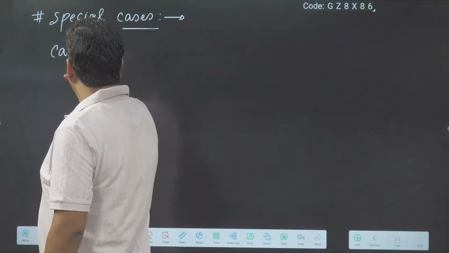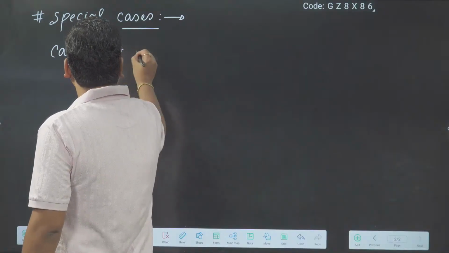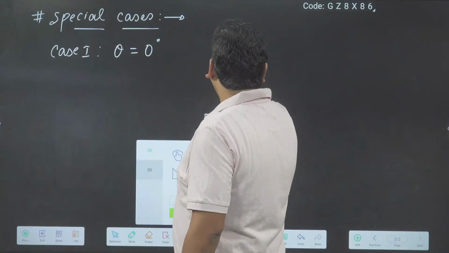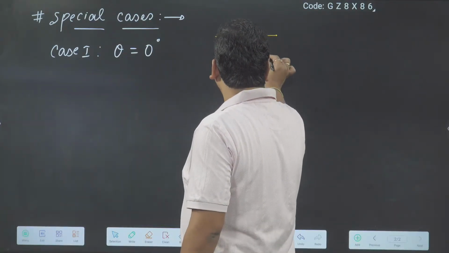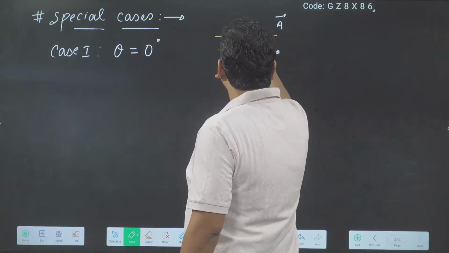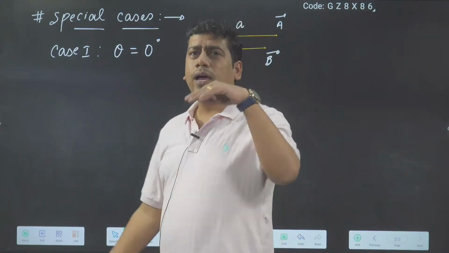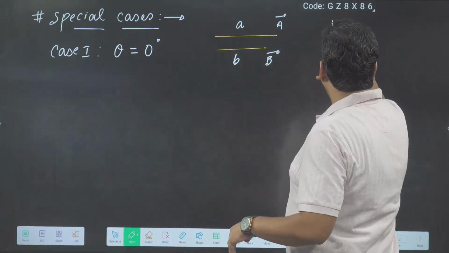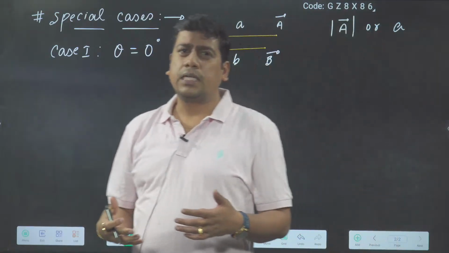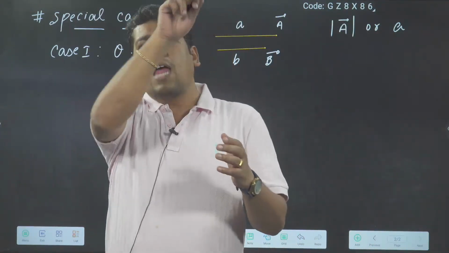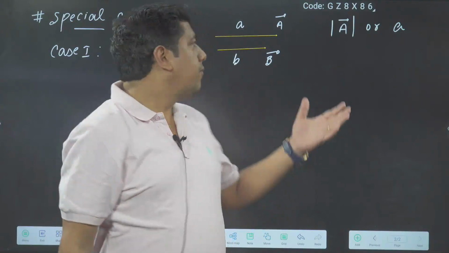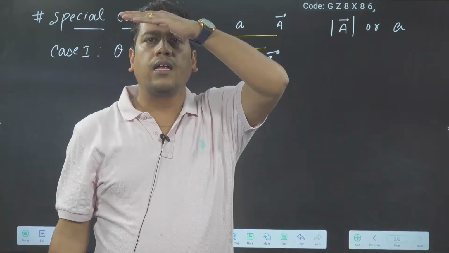First case, theta equal to 0 degree. It means what? It means A vector and B vector which we are supposed to add. The magnitudes are a and b. Either you can write the magnitude as mod of A vector, or simply we can write a small a, because we are lazy people. We are lazy people who will put a, then arrow, then two lines. So out of laziness, we write this simple small a without any arrow.